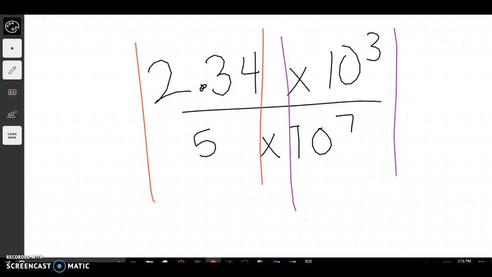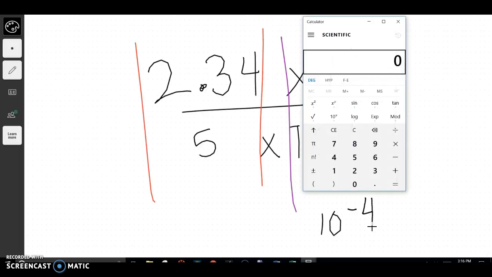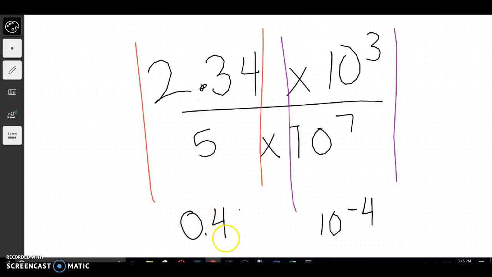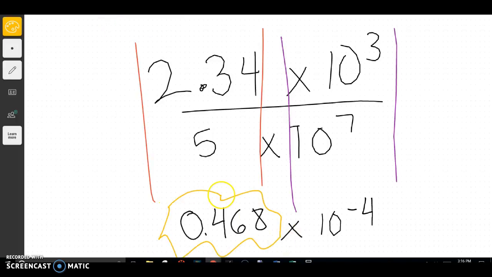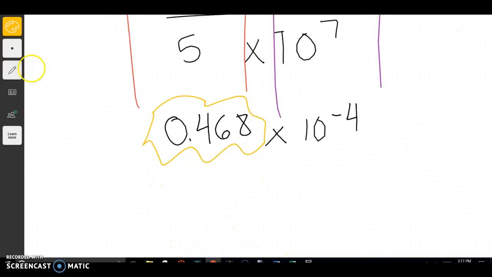So 10 to the third divided by 10 to the 7th. Well, division again acts like subtraction, so I'll get 10 to the negative 4th. Now we'll do 2.34 divided by 5. That's going to give me 0.468. Again, a red flag should go off in our head because this is not in scientific notation, so let's change it into scientific notation.